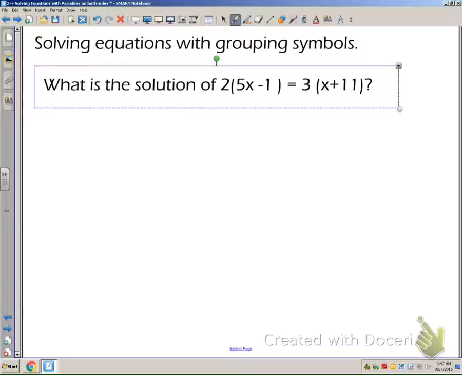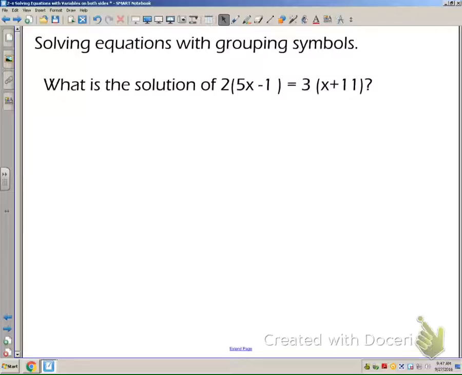Okay, let's look at solving some equations with grouping symbols. Anytime I see grouping symbols, I automatically think distribute. So looking at this, grouping symbols, let's see if I do need to distribute. I've got 2 times some stuff in parentheses, 3 times some stuff in parentheses, or in those grouping symbols. So I am going to have to distribute. That would be the very first step.